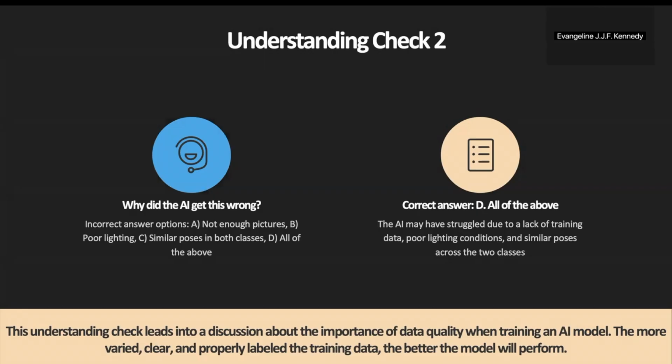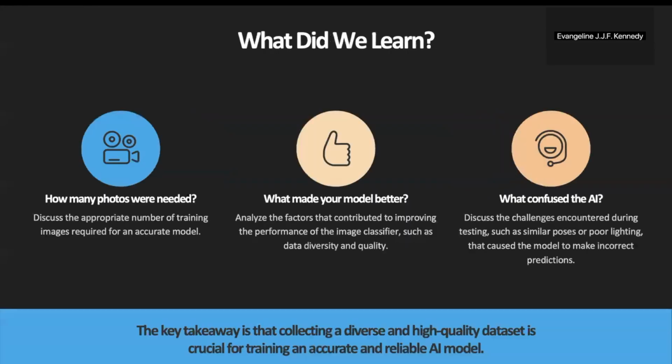For example, let's say you did a thumbs up label, and all of your thumbs up pictures were taken in bright light, but your test image is dark, the AI might get confused. Or if some of the thumbs up pictures accidentally included other hand shapes, the AI might learn the wrong patterns. This is why data quality is so critical.